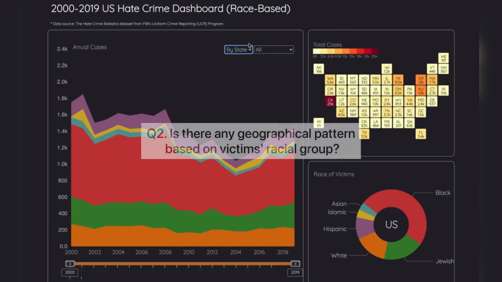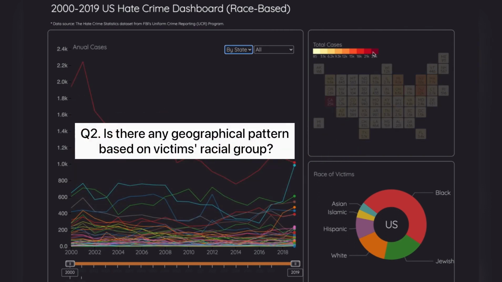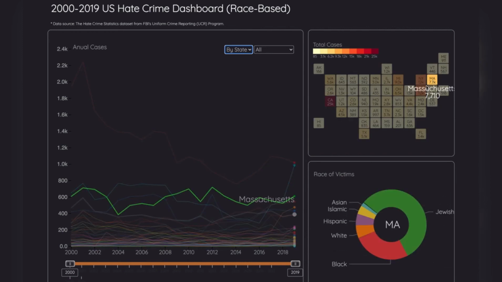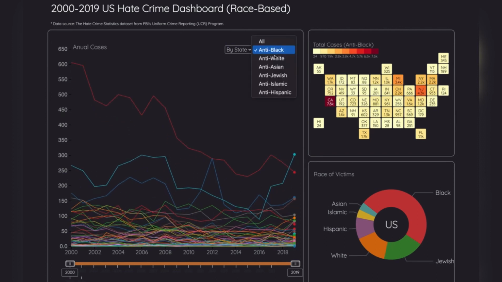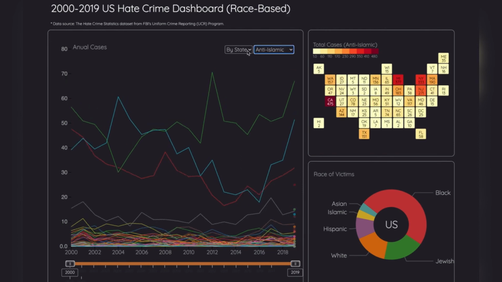Then we switch to the bystander mode for the second question. By looking at the map panel, a darker color represents a higher number of hate crime cases. For hate crimes overall, we can see most cases were reported in California and states around New York. Then we switch between different groups. We can tell most victims' racial groups basically follow this geographical pattern.